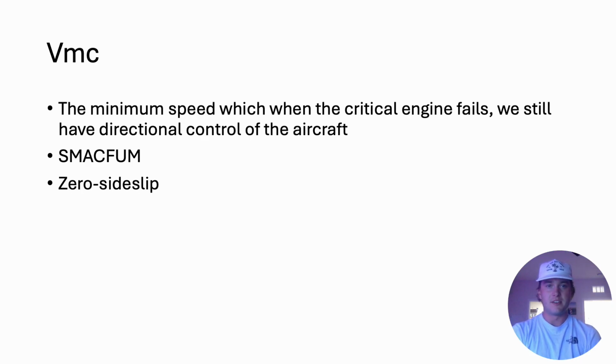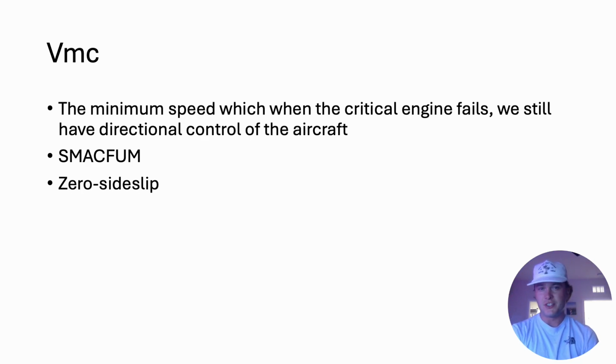This can be described as a SMACFM, which is what the manufacturers use to determine the VMC speed, which is the red line, and that red line can vary based on these various conditions. They find this by the S, which is a standard day, standard temperature at sea level, 15 degrees Celsius, 29.92, and then at sea level. We're at max power on the operative engine.